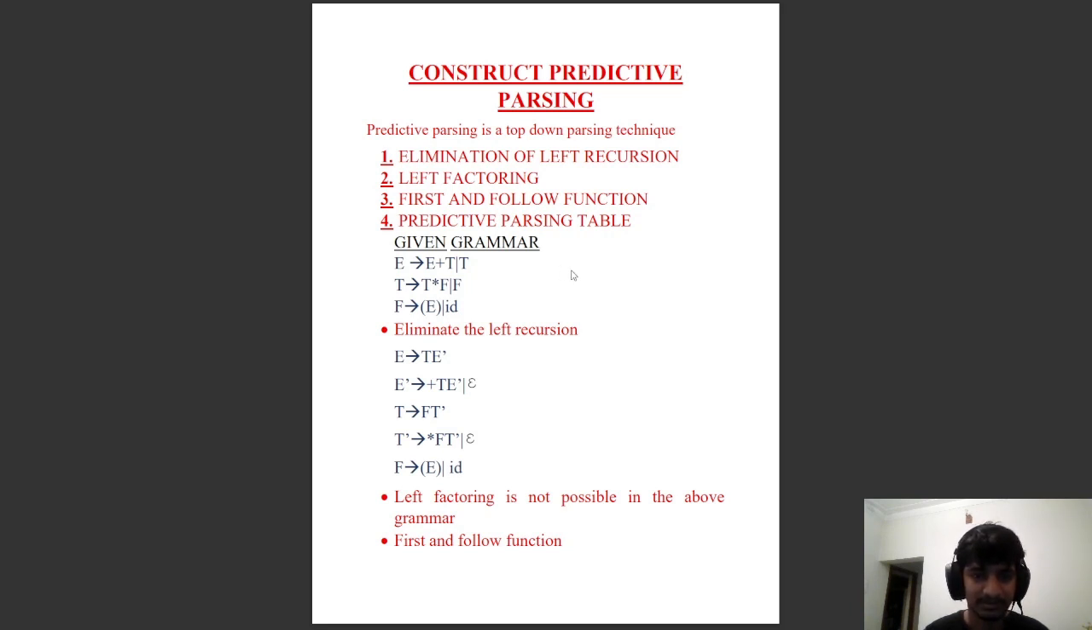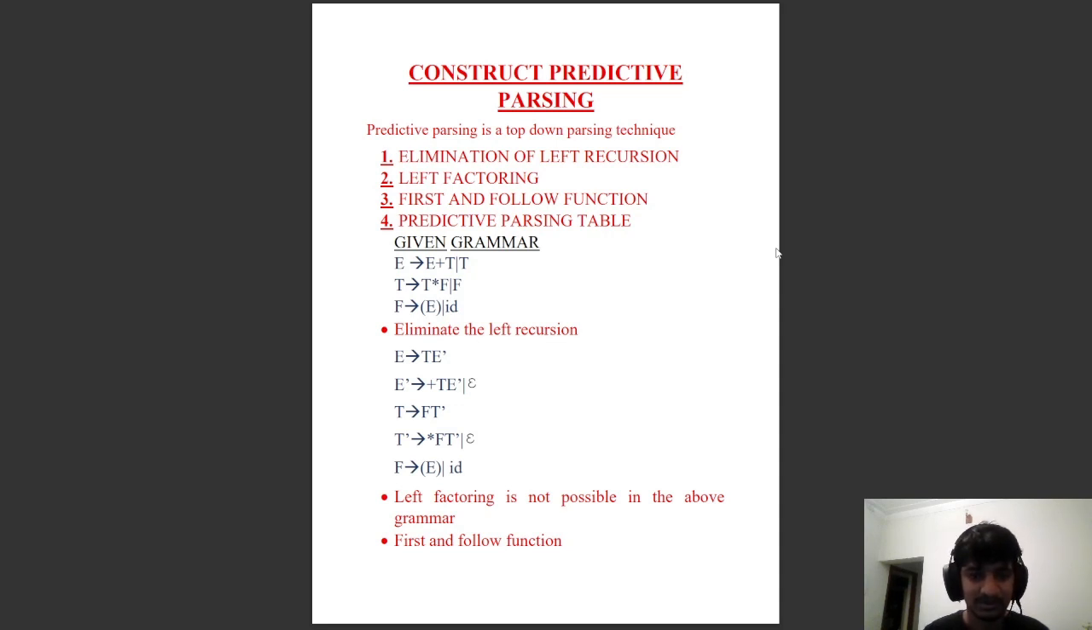So let's get started. Predictive parsing is a top-down parsing technique. The steps to construct a table are: first, elimination of left recursion; second, left factoring; third, first and follow functions, that is, we find the first and follow of each of the grammar statements; and fourth, predictive parsing table construction itself.